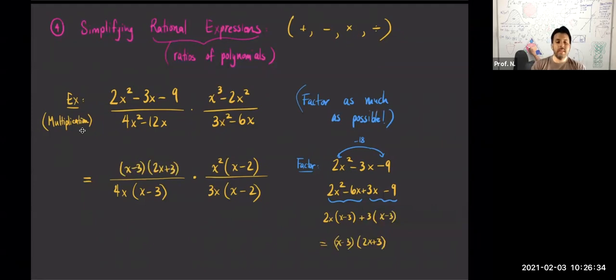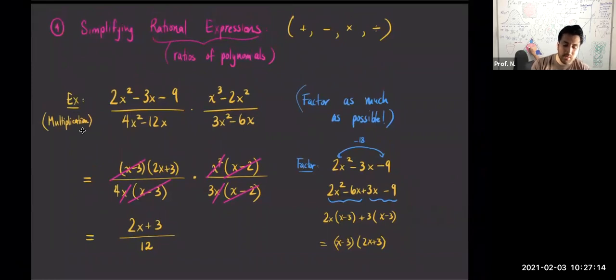And now, once I factor everything, I cancel as much as I can. And what do I cancel? The things that are in the top and the bottom of this product. So the x minus 2s, I can cancel. The x minus 3s, I can cancel. I can also cancel out the x's here. I got one x here, and then I got another x here that cancel out. So then what's the final answer? Final answer is 2x plus 3 is the only thing that appears on the top. And on the bottom, I got 4 times 3, which is 12.